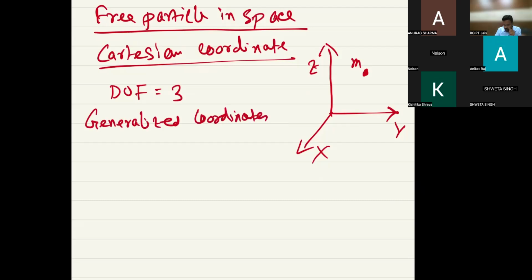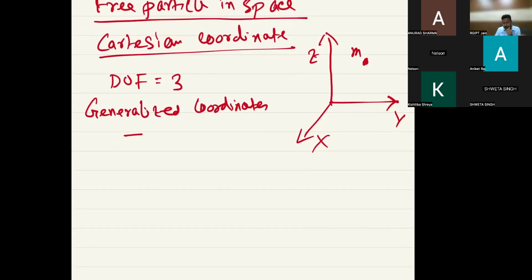What are the generalized coordinates in this case? What are the independent coordinates you can think of if you want to represent this particle? X, Y, Z, sir. Yes, in this case X, Y, Z themselves are the generalized coordinates. The definition of generalized coordinates is that they are the coordinates which are independent.